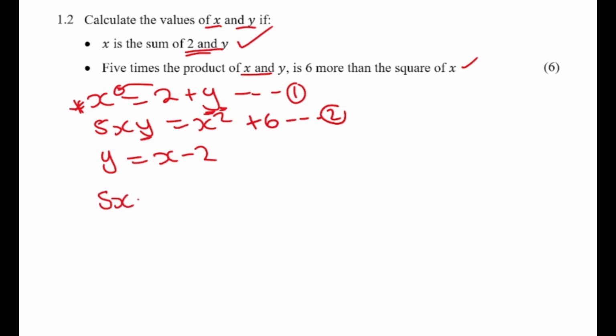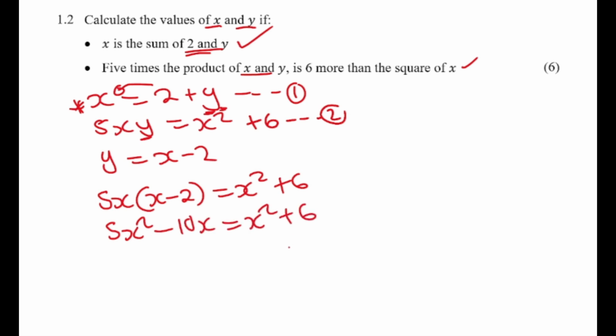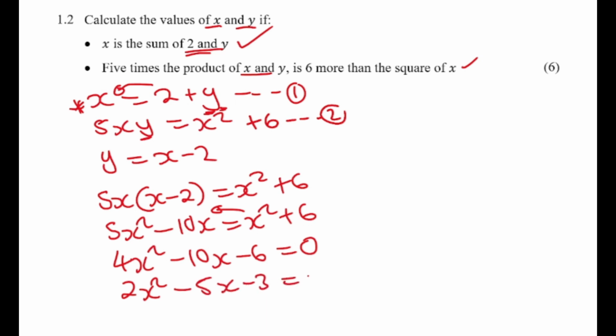So it becomes 5x, and then x minus 2 like this is equal to x squared plus 6. Then remove the bracket, becomes 5x squared minus 10x is equal to x squared plus 6. Right, we can bring x squared this side, becomes 4x squared minus 10x minus 6 is equal to 0. Right, you can divide everything by 2. You get 2x squared minus 5x minus 3 is equal to 0.